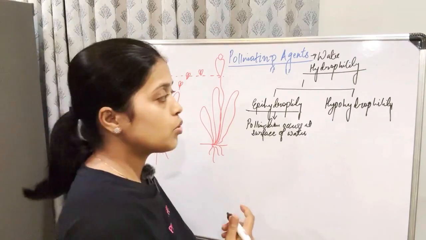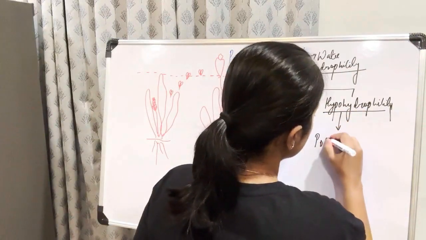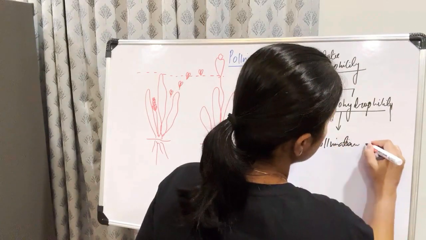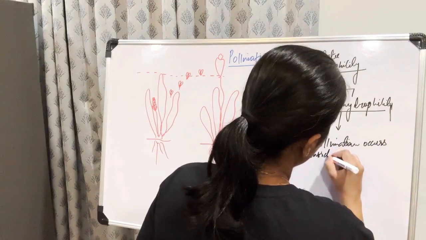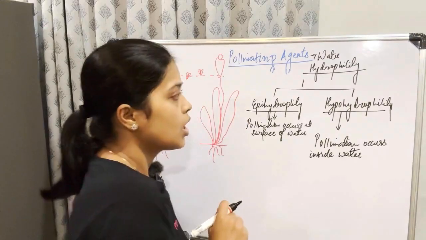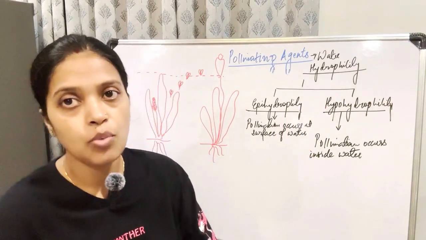Hypohydrophily is just the opposite. It means the pollination takes place inside water. So hypohydrophily is when the pollination takes place inside the water.